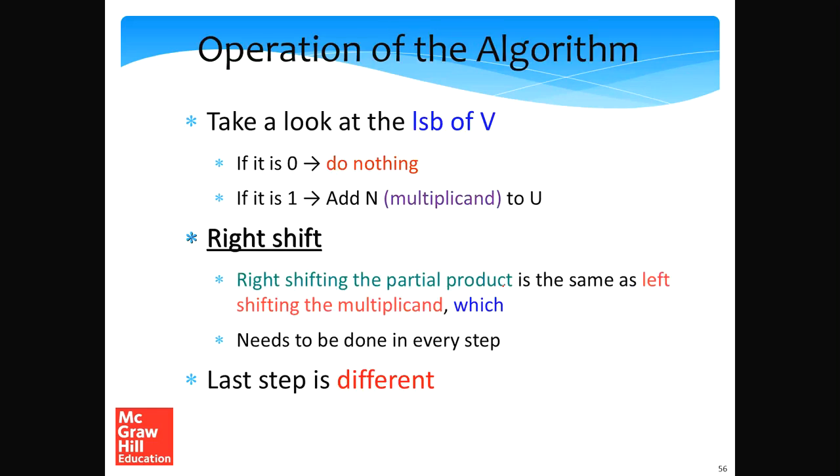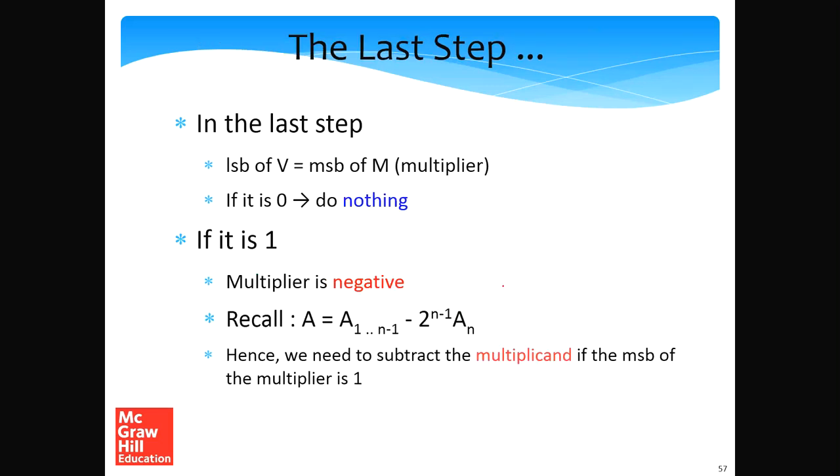So after seeing these examples, let's textually summarize the algorithm. We take a look at the LSB of V. If it is 0, we do nothing at all. If it is 1, we add the multiplicand to U. And right shifting the partial product is the same as left shifting the multiplicand, which is done in every step except the last step, which is different.